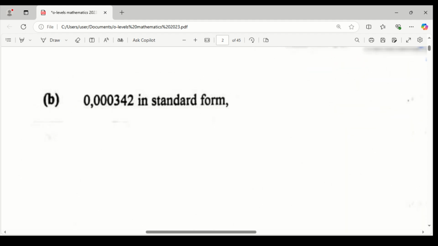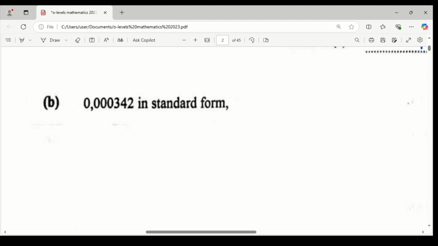Number 2, it is saying 0,00342 in standard form. So when you are writing a number in standard form, you want to make sure that there is one non-zero digit before the comma. There is one non-zero digit before the comma.